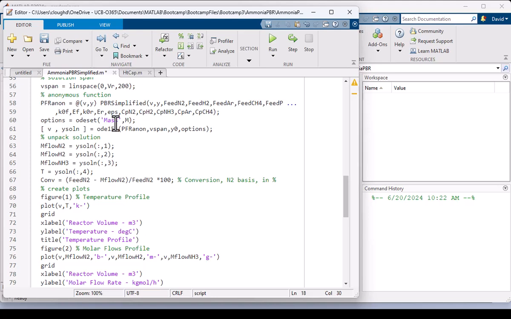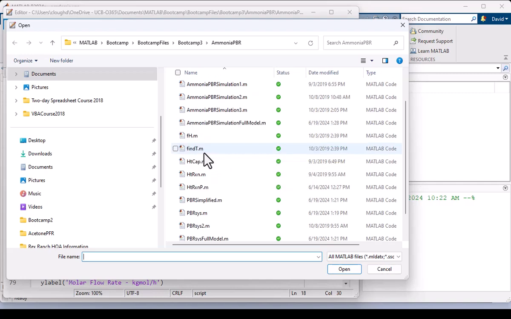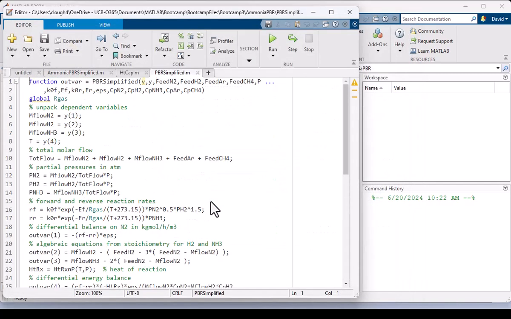We set our mass matrix as M, and then we solve the equations using ODE15S with our anonymous function, our V-span, where we stop and get solutions, our initial conditions, and our options, which provide the mass matrix. We'll come back to this to show you how we deal with the results in a moment, but let's take a look at our PBR simplified routine. So we'll open that and look for PBR simplified. Here it is, and open that.